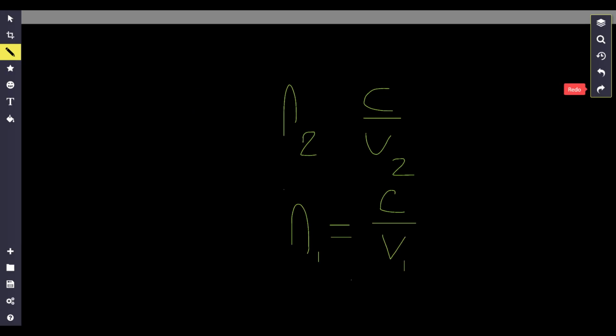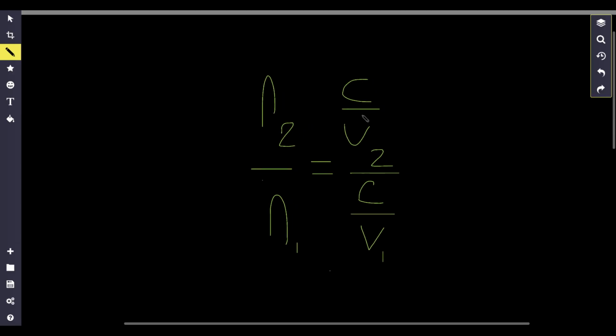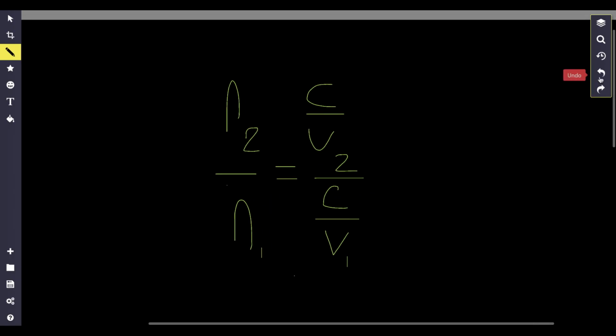Now, if I divide these indexes of refraction by each other, these are still going to be equal to each other, because n1 is equal to c divided by v1. So you're essentially dividing by the same thing on both sides, right? It's like if you have 5 is equal to 5, and you divide both sides by 5, you're going to get the same result: something is equal to something.